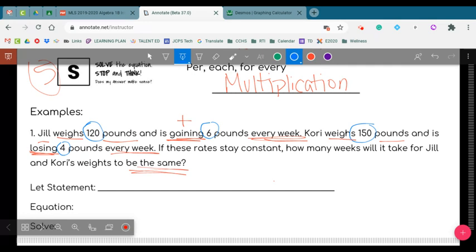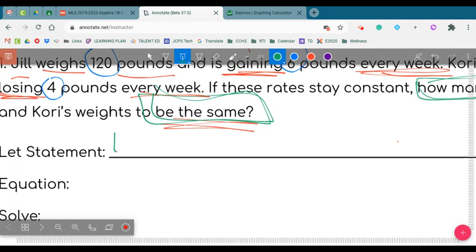Now we're going to box our question. Our question is, how many weeks will it take for them to be the same? It wants to know how many weeks, so we're going to write our let statement. Let x equal number of weeks.